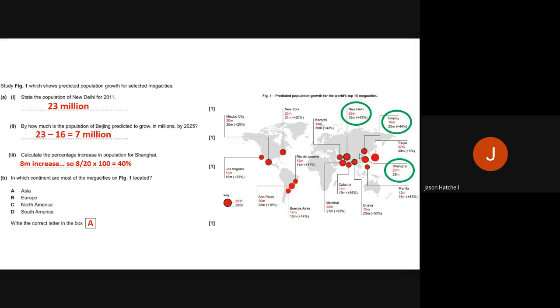So that is how you use a map with 4 simple questions here, 4 marks, nice easy 4 marks using this figure. And that's it.